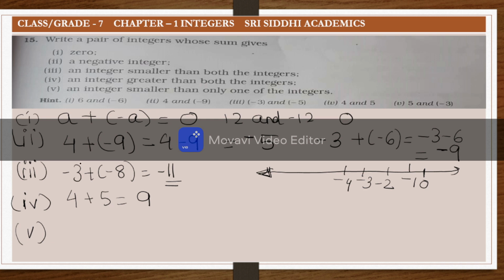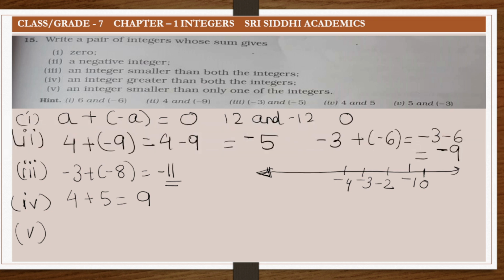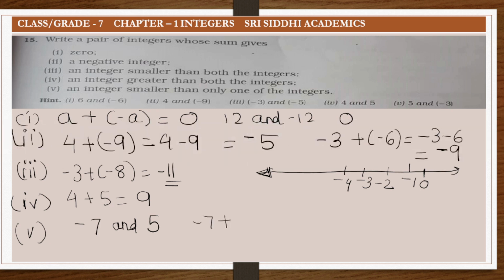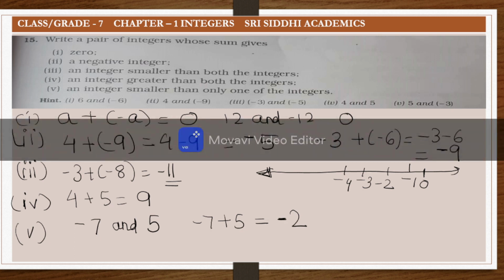Now question number 5, we'll move to that. Write a pair of integers whose sum gives an integer smaller than only one of the integers. That is only possible if you take one positive and one negative. Okay, then only it will be smaller than only one integer. So let's take -7, and along with that, let's take 5. If you try to find its sum, what will it be? -7 plus 5, two integers with different sign. So it will be subtraction, 2, and 7 is of bigger value. So minus sign will come in the answer, right?